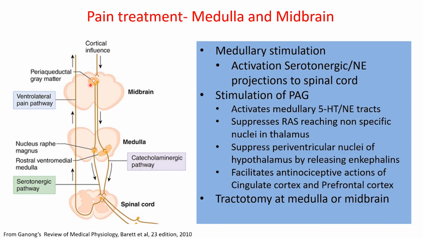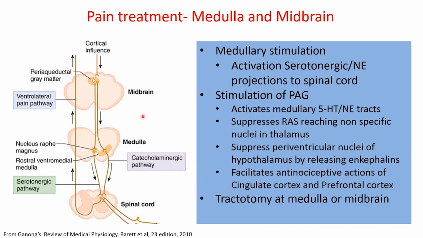The enkephalins will be released into the ventricles, and there are periventricular nuclei of the hypothalamus, and these periventricular nuclei will also suppress the pain or pain related responses.